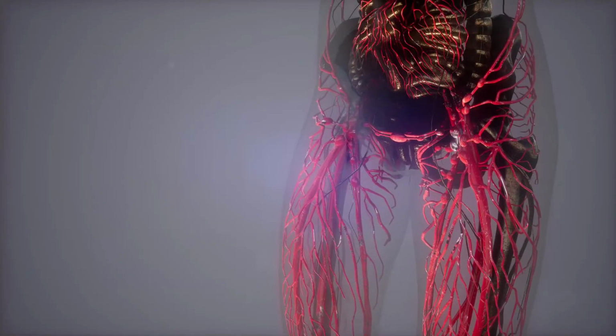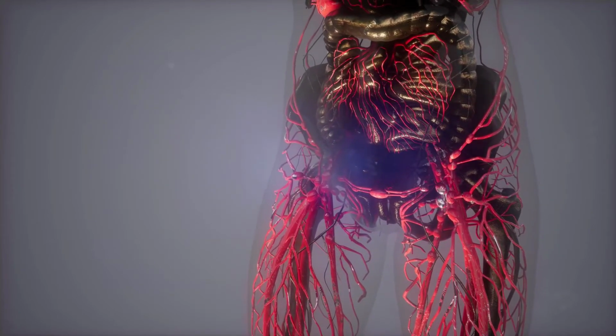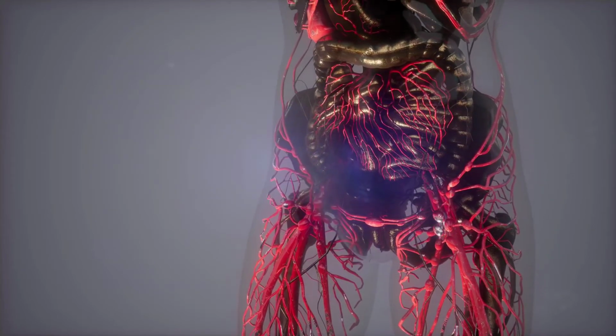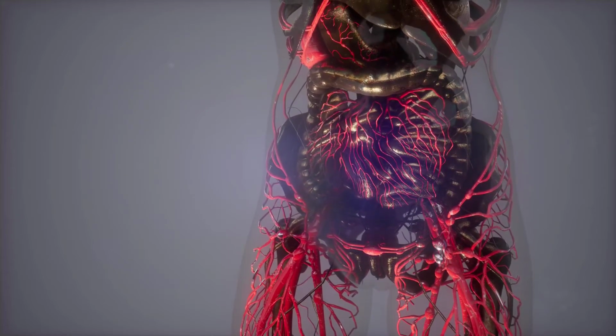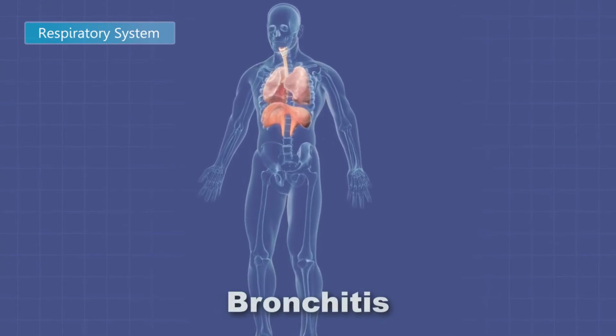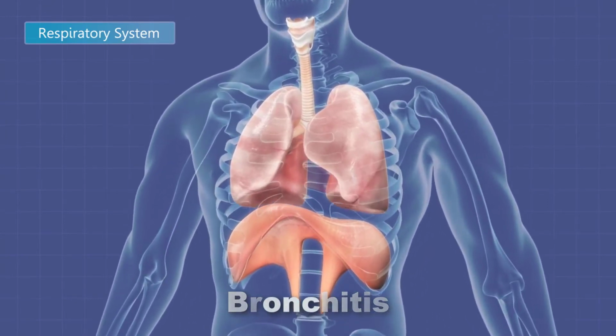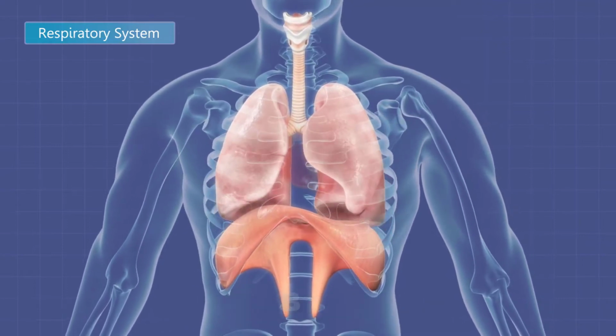A successful outcome depends upon the extent of M. tuberculosis drug resistance, the severity of the disease, and whether the patient's immune system has become weakened. Bronchitis is an inflammation of the bronchi. Bronchitis produces excessive mucus and narrowing of the bronchi.